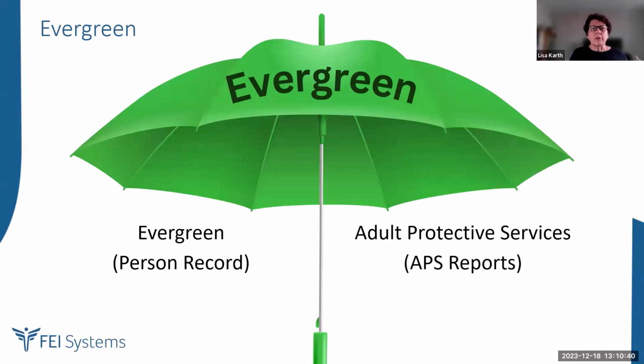So when we first talk about Evergreen, it's important to recognize that there are two sections to Evergreen. Think of Evergreen as a big umbrella. Under one side of Evergreen is the person record, and that's where we're going to spend our time today. It's where a lot of the care coordination and case management actions occur. There's also Adult Protective Services, also referred to as APS or APS reports. When you hear references to Evergreen, they are talking about this person record side. If somebody is referring to APS reports, they're going to call it either APS or APS reports. So know that Evergreen is the person record. It's what we are taking a look at today.